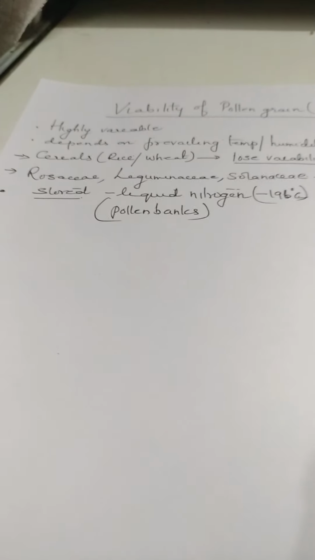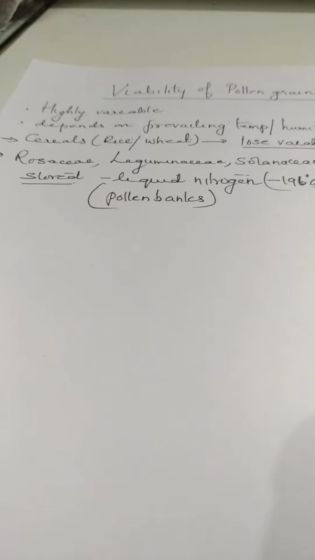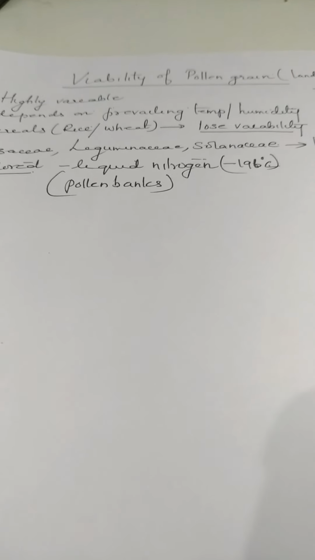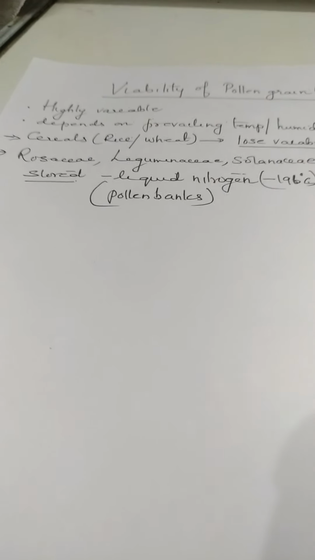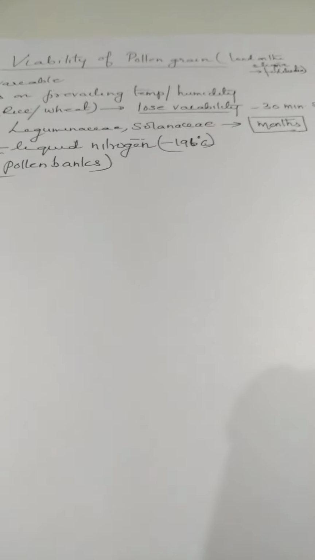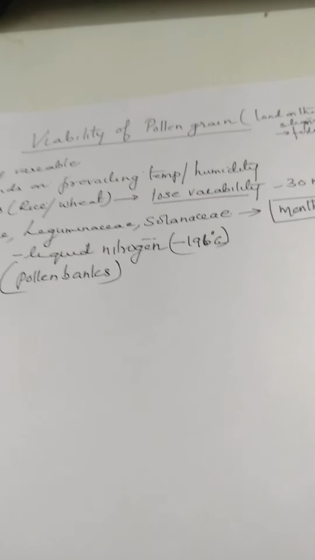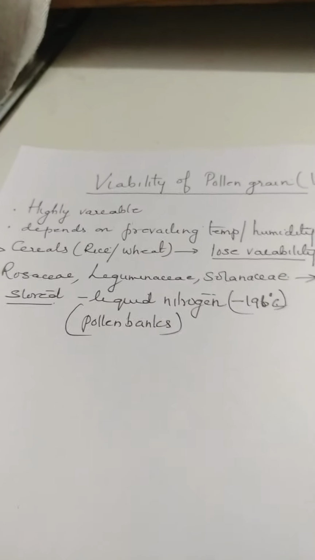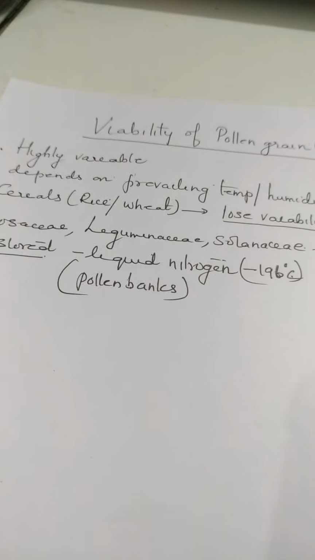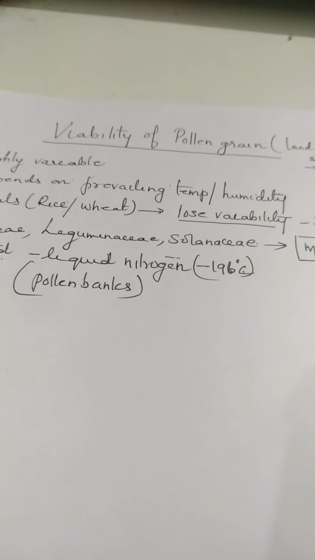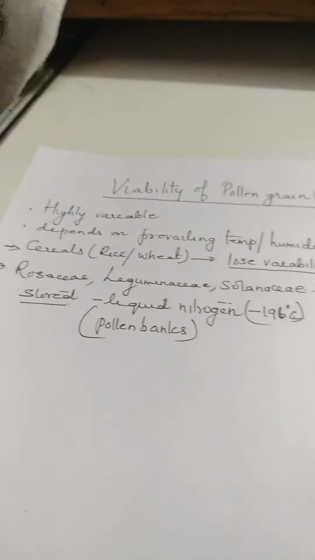Then, how long will these pollen grains be viable? Here you find that it is highly variable. It depends on the prevailing temperature and humidity. For example, in cereals like rice and wheat, they lose their viability within 30 minutes of release. In Rosaceae, Leguminosae and Solanaceae, they may be viable for many months. Usually pollen grains can be stored in liquid nitrogen, that is minus 196 degrees centigrade, in pollen banks.